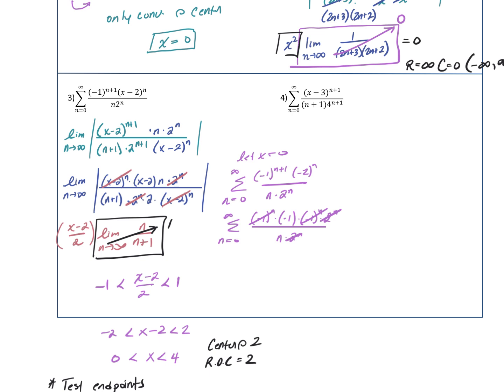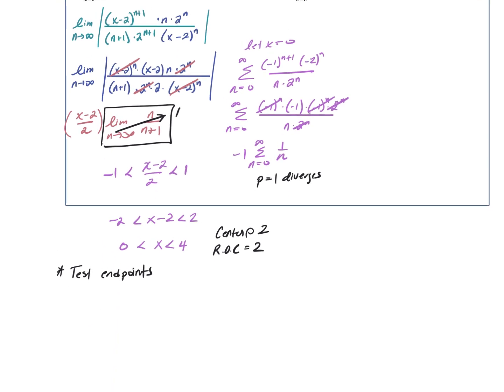That is not an alternating series. That is just a negative 1. You can take out the negative 1. So we could do negative 1, n equals 0 to infinity, 1 over n. This is p series, so p equals 1, so this diverges. So that tells me that it's going to be 0.